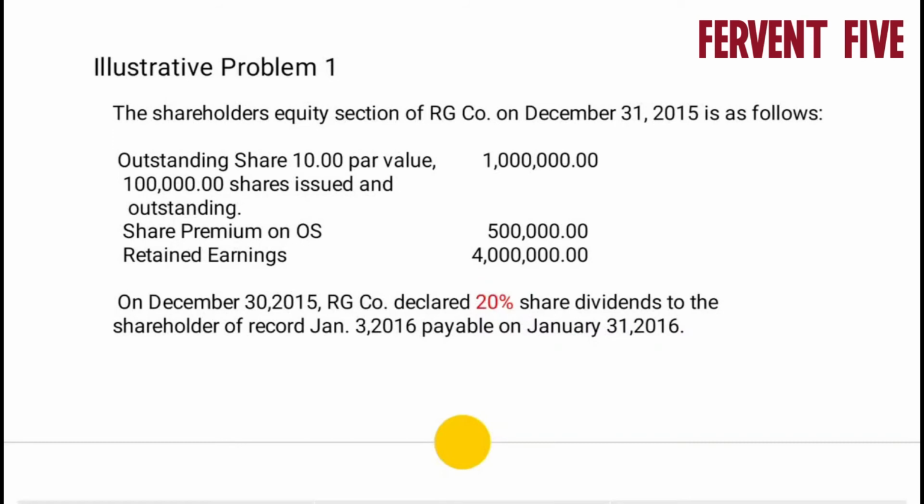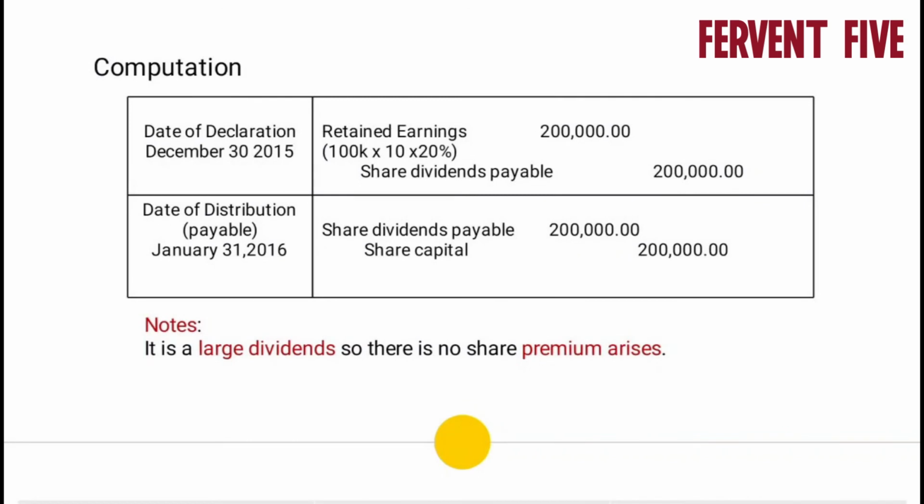So here is an example. Dito sa illustration na to, there is large dividends kasi yung declaration of outstanding share is 20%. Kaya sa journal entry, date of declaration on December 30, 2015, debit retained earnings of 200,000 and credit share dividends payable of 200,000. On the date of distribution, on January 31, 2016, debit share dividends payable of 200,000 and then credit share capital of 200,000. So, note that when it is a large dividend, there will be no share premium.